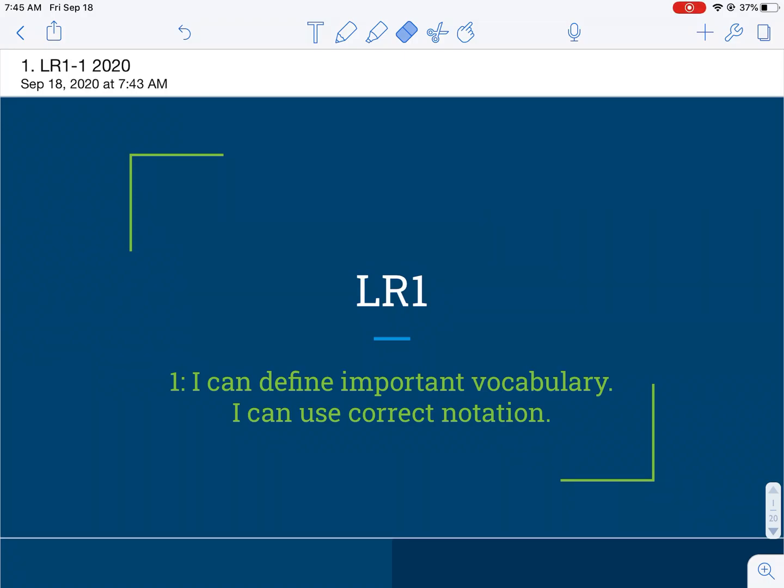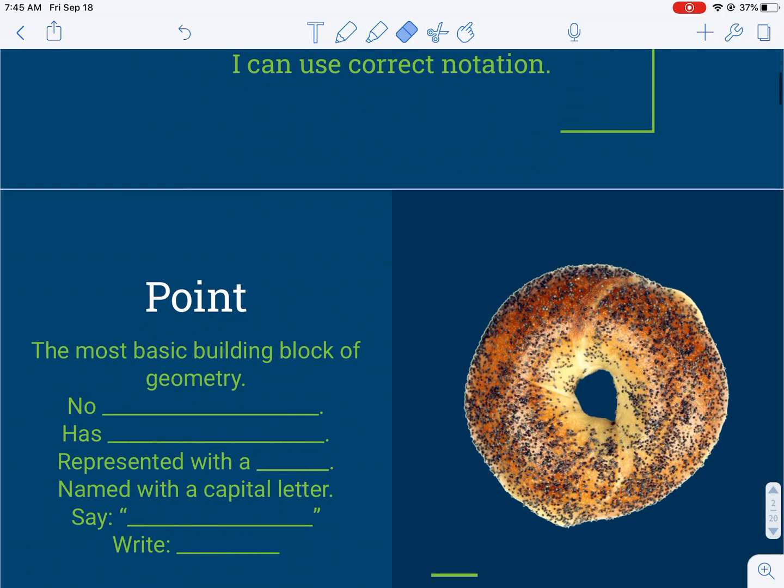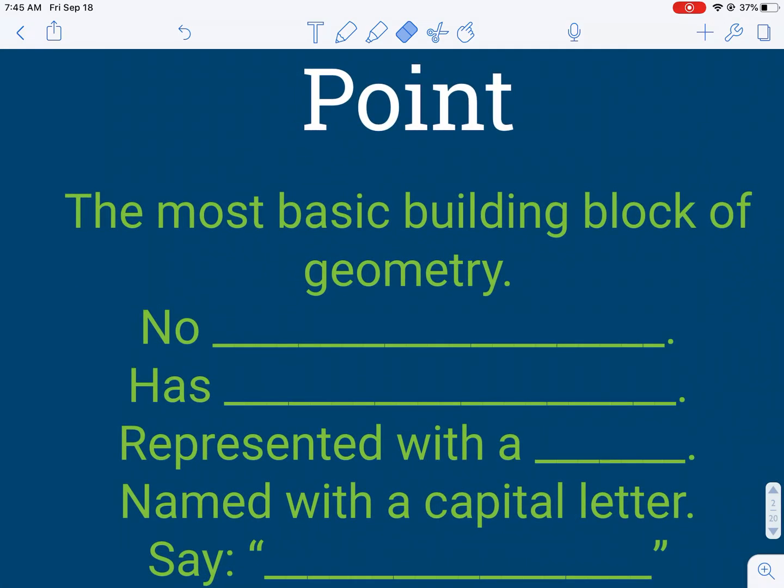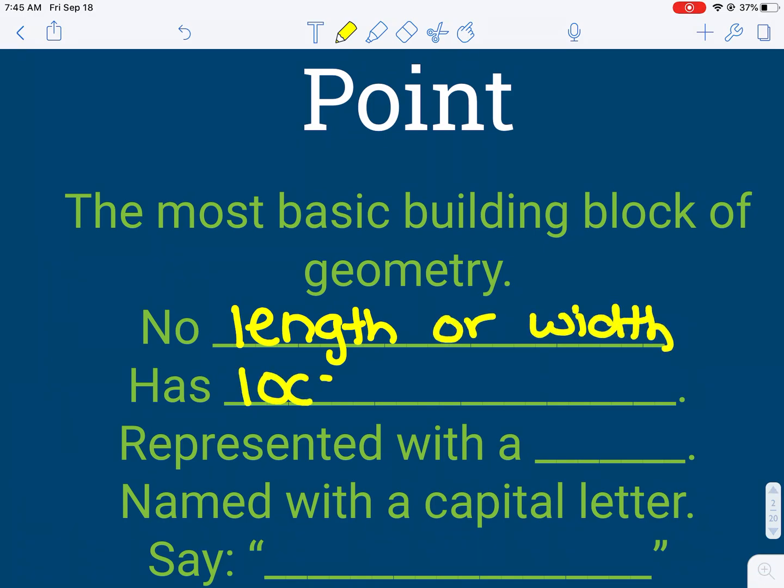On LR1-1, we're going to define some important vocabulary, and then we're also going to learn how to notate that vocabulary. So our first vocab word is point. It is the most basic building block, so I can put points together to make other things. It has no length or width, but it does have a location.